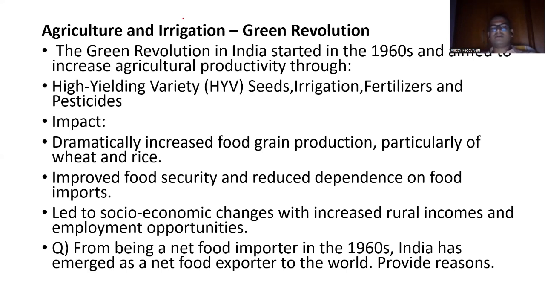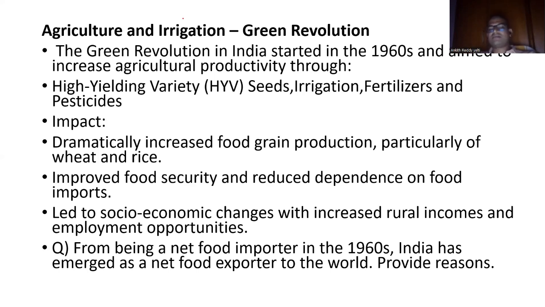Then the most important topic in agriculture, that is green revolution. Green revolution is important for both Indian geography and the Indian economy as well. You all know that in the 1960s we started the green revolution by the efforts of MS Swaminathan. In order to increase productivity, the government encouraged the farmers to use HYV seeds, and started to provide irrigation, fertilizer, and pesticide.